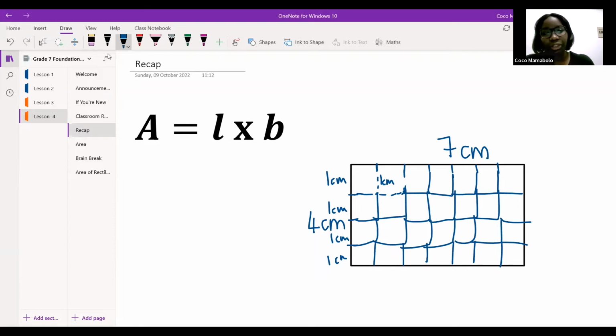Okay, and you guys can count for me, how many squares do I have? So I've made squares which are 1 centimeter by 1 centimeter. How many of these do I have? Olanda says 28. I wonder if anybody else agrees with him.